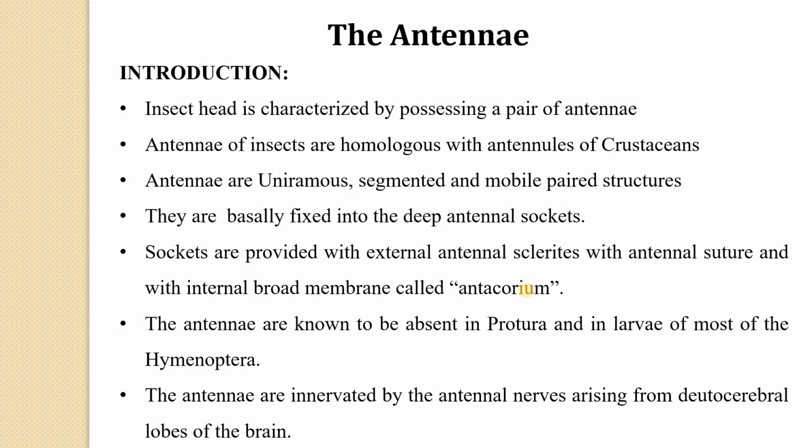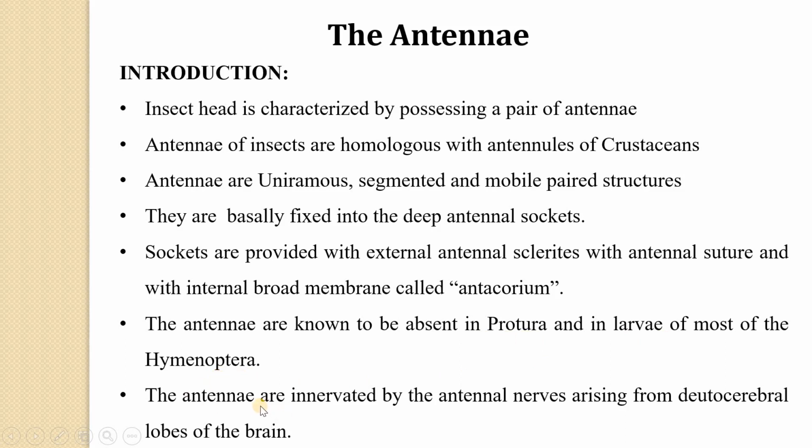The antennae are known to be absent among the Protura and in the larvae of most hymenopteran insects. In Protura, the antennae are absent in the adult as well as in the premature stages. Among the hymenoptera, the adult contains antennae, but in most cases the larval stage does not. So antennae are lacking in Protura and in the larval condition of the hymenoptera.